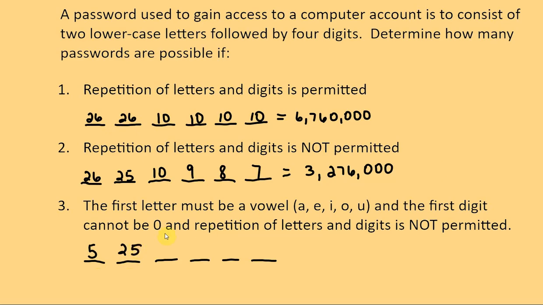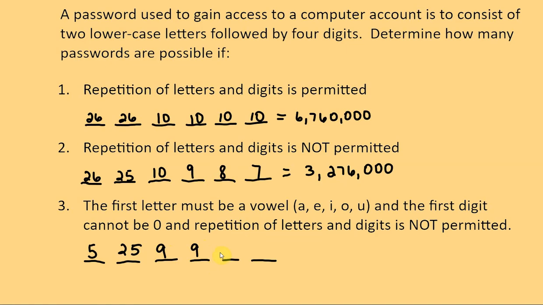Then the first digit cannot be a 0. Therefore, instead of 10 possible choices for our digits, we only have 9 in this first position. In the second position, we can use a 0. However, whatever number we used in the first position, we can't use in this position because we can't repeat. So we still only have 9 possible choices for that second digit.